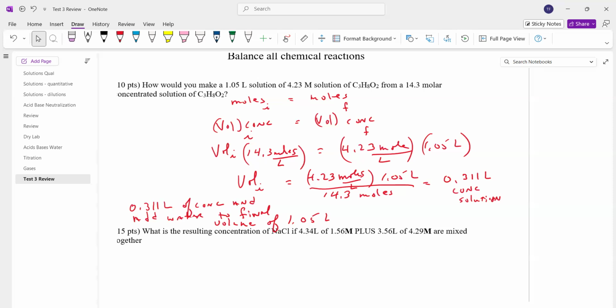Now, if we had the same problem, we could say, how would I make 1.05 liters of a 14 molar solution from a 4.23 molar solution? And you have to say you evaporate off X amount of water. Now, that's not going to be on the test. I'm just saying that's how you'd approach it, though.